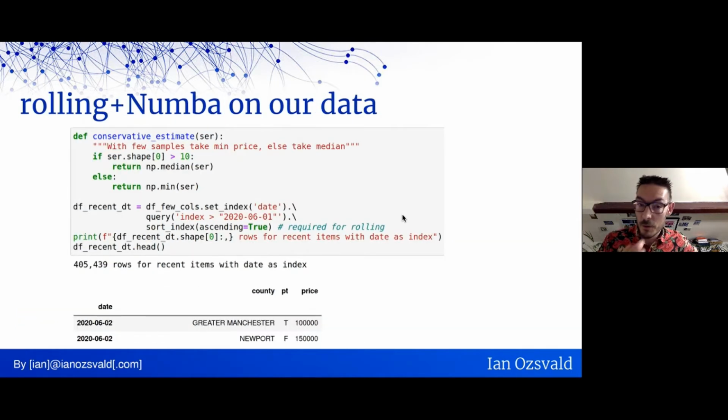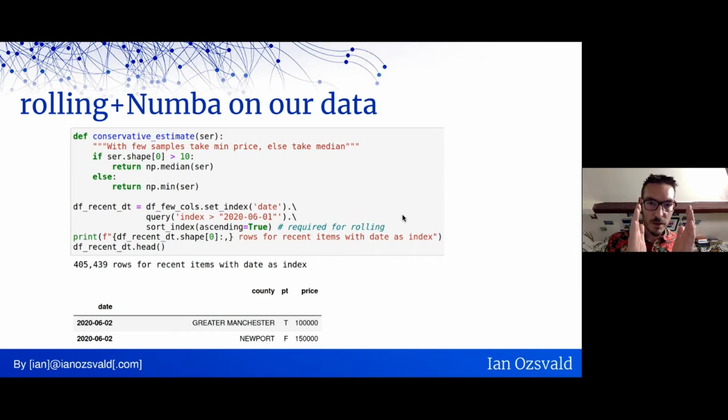We can do the same thing on our data. Here I'm going to make a conservative estimate function. This is a bad statistical function. Don't do this on your own data. This was me making up something that required a little bit of logic just to demonstrate the idea. So I've made a conservative estimate function. We're going to look at a sliding window of several days on our data, and then we're going to take either the median price or the minimum price, depending on how many houses have been sold in this sliding window.